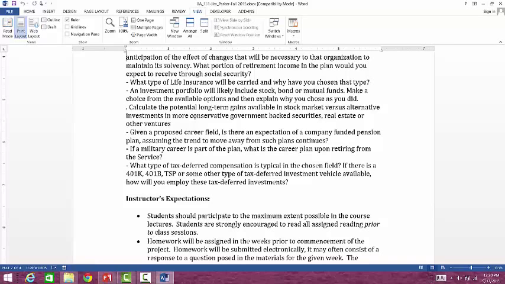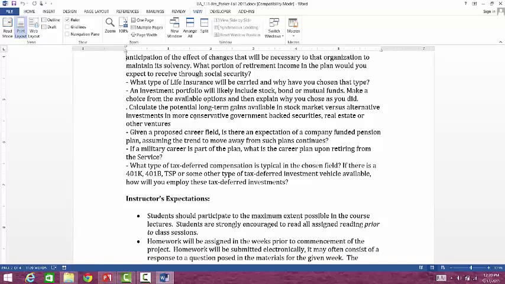401k is just a normal. Nobody even calls it anything other than just a 401k. It's where you take a portion of your income and you tax defer it. You put it in a special account that you can't touch till you're like 59 and a half. If you touch it before, then you've got to pay 10% penalties plus taxes on it. So it's not advantageous to do that.